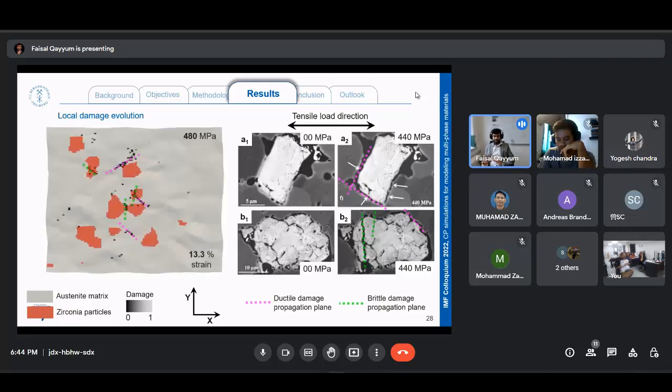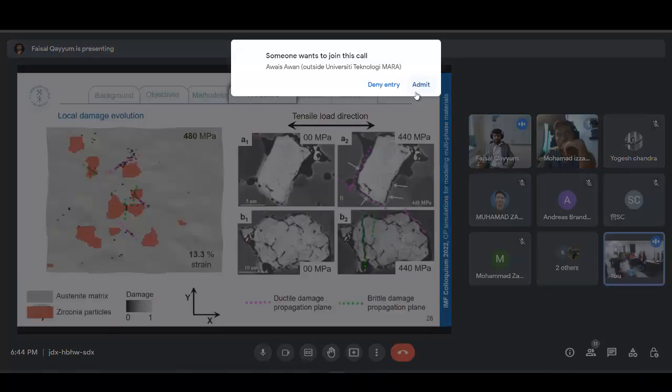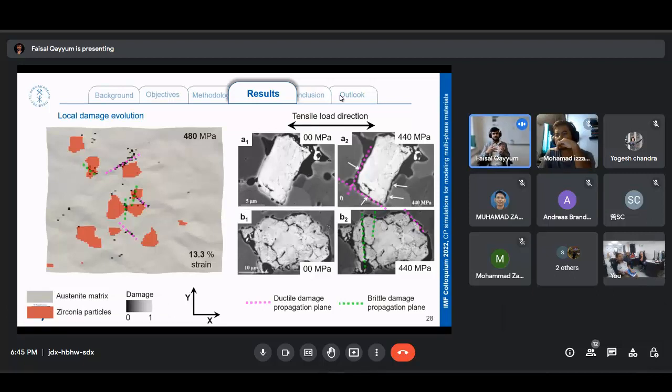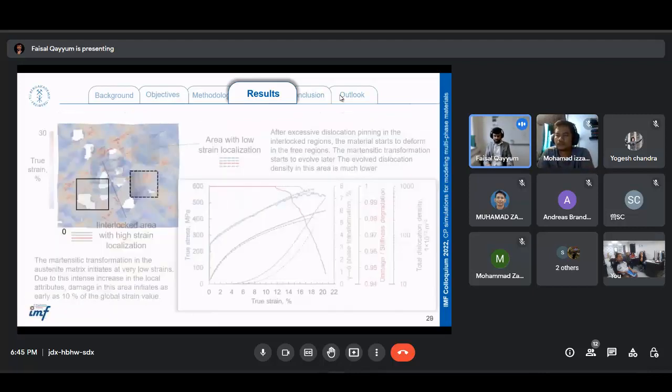We compare these with the overall observations in our case, and we observe similar trends: the zirconia particles crack almost perpendicular to the loading direction, and there is interface decohesion at around 45 degrees to the loading axis. So we know that the calibrated material model parameters are not only accurate at the global scales, but also depict the overall deformation and damage behavior of the materials at local scales for multiphase complex material cases, and that was quite interesting for us.